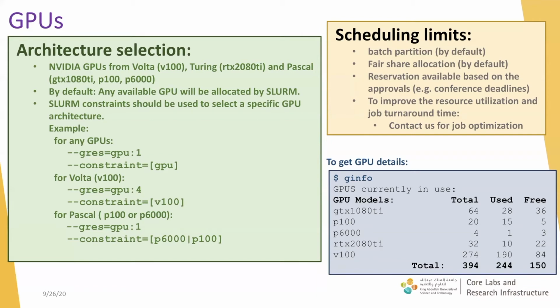To understand the available as well as total GPUs in Ibex, you can use the command ginfo. ginfo is one of the commands available on the glogin node. The screenshot represents 394 total GPUs available in Ibex, where 244 GPUs are used and 150 GPUs are free at this point in time. This ginfo command gives the dynamic metrics of used and free resources available in Ibex.